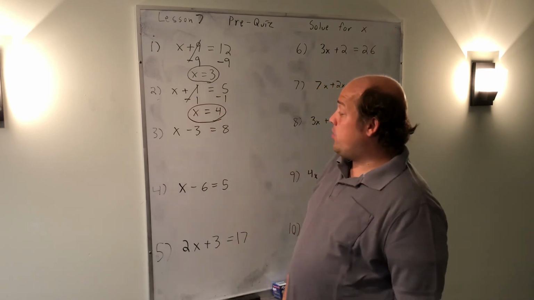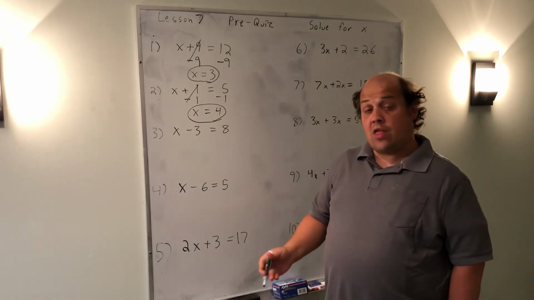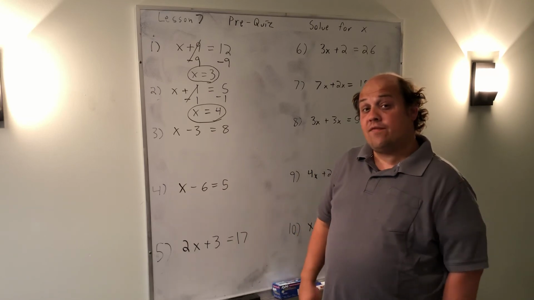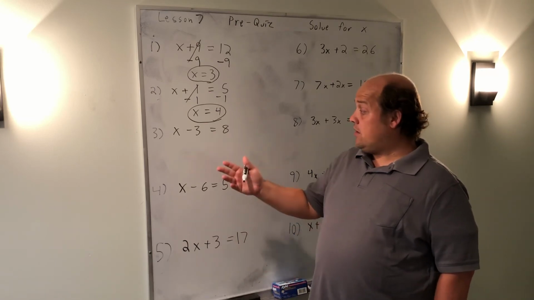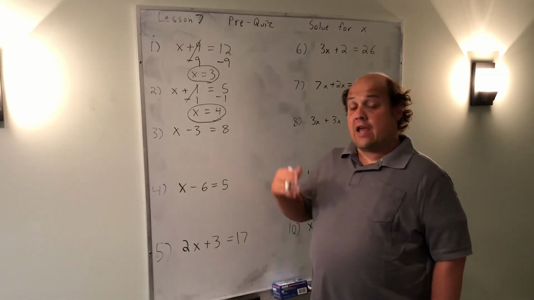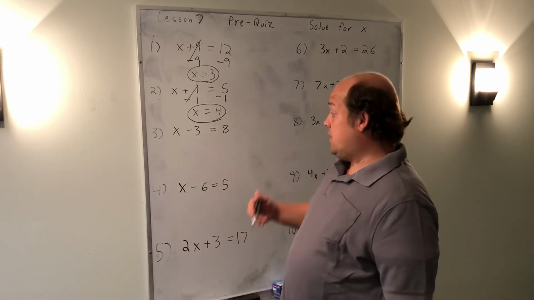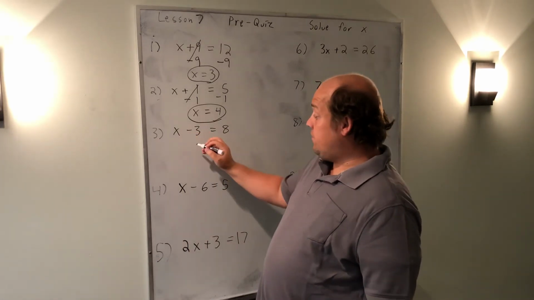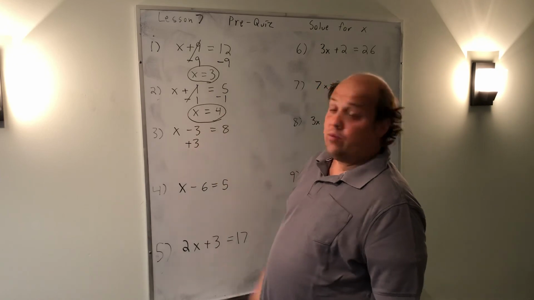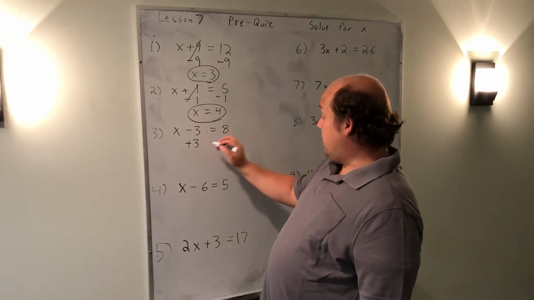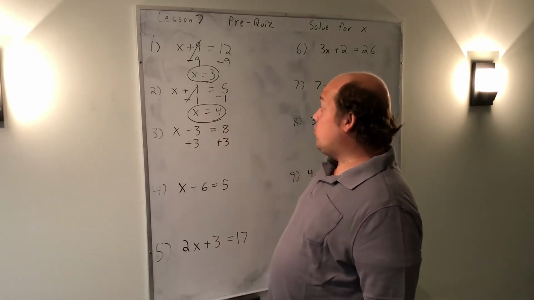For problem number 3, it's the same general idea. It's a one-step problem. The only difference is instead of adding on the left, we're subtracting. So the opposite of subtraction is addition. That means in order to get rid of a negative 3, we're going to have to add 3 to both sides. Add 3 to the left, also add 3 to the right.